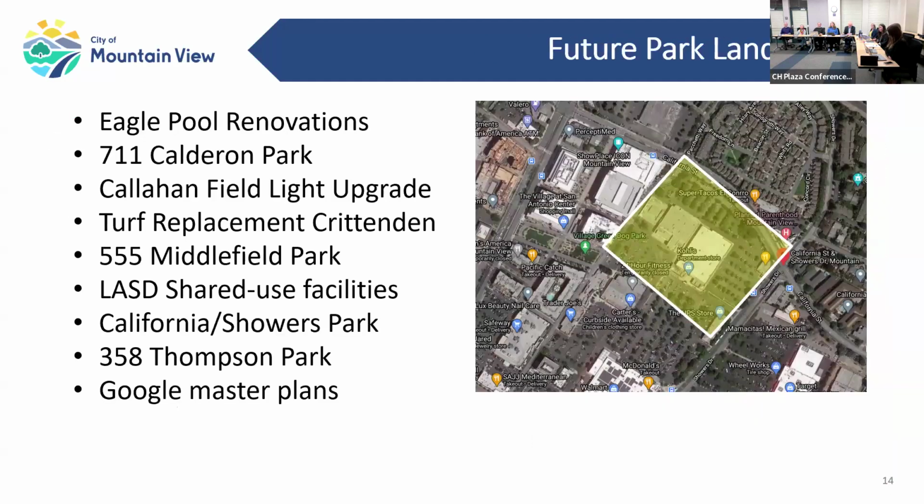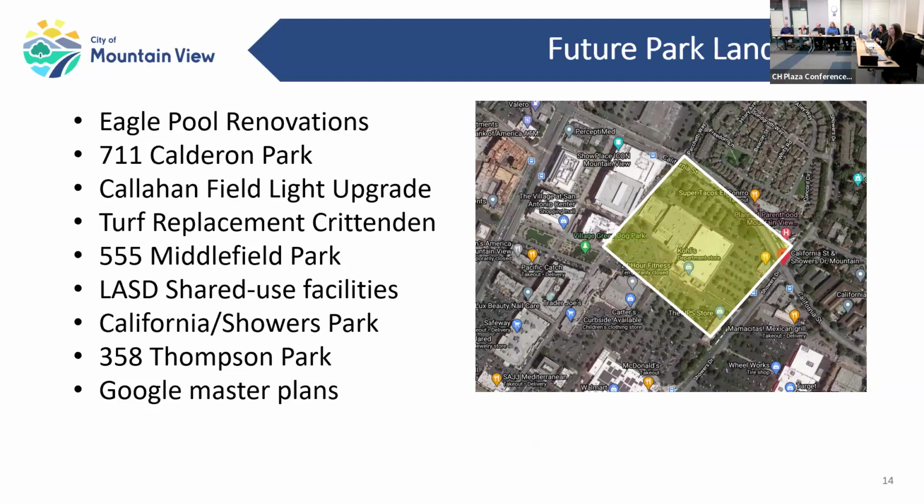And then lastly, just want to talk about some future parkland projects. So these are projects that do not yet have funding committed to them, but we are preparing to have these scheduled in our 5-year CIP. So the first one is Eagle Park pool renovations. This will include deck repair and replacement of the bulkhead. The next is the construction of the new park at 7-Eleven Calderon. The Callahan Field lighting upgrade. This is to upgrade the lights to be more energy efficient. The turf replacement at Crittenden.